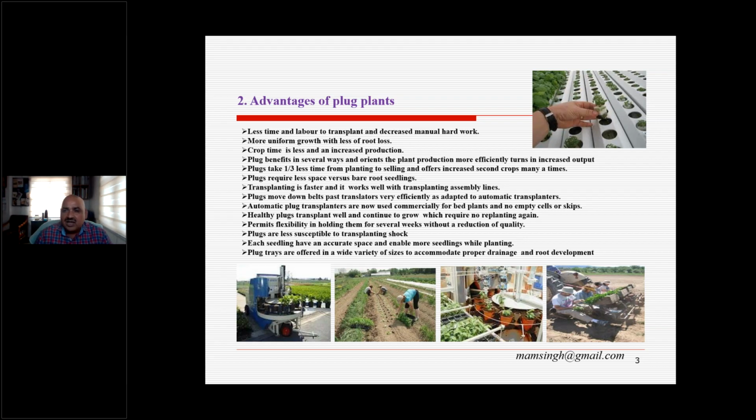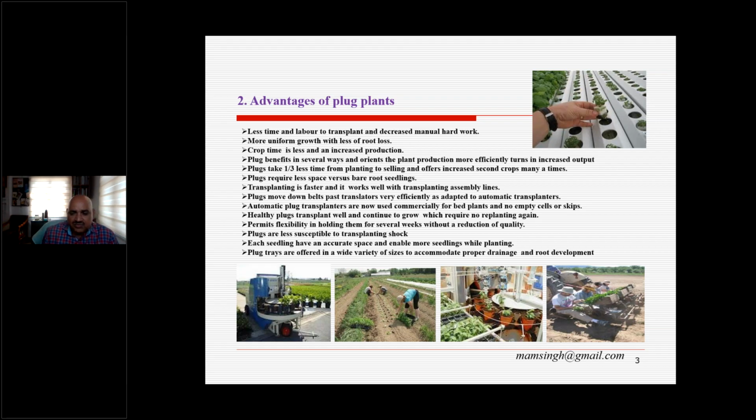Planting density can also be maintained, and while they can be manually transplanted, they can also be mechanically transplanted, even in pots and in beds, using transplanters or transplanting machines. All these advantages favor the industry of plug plant production as a commercial one.